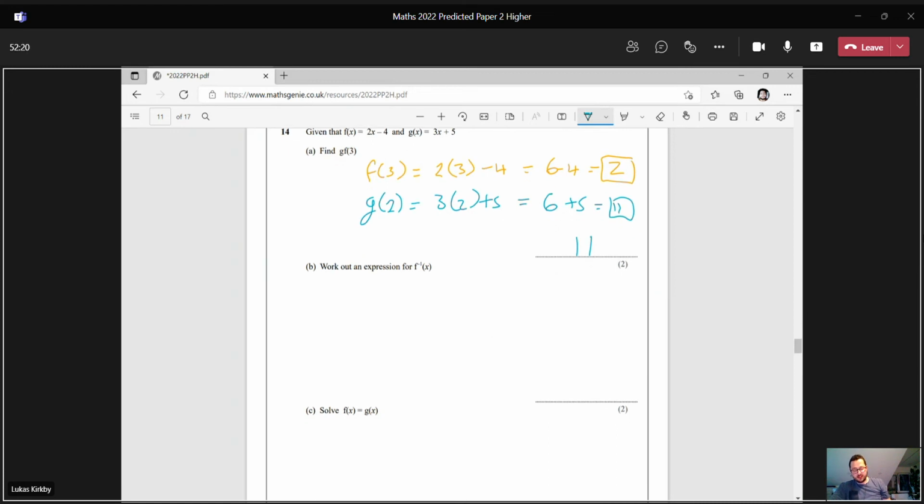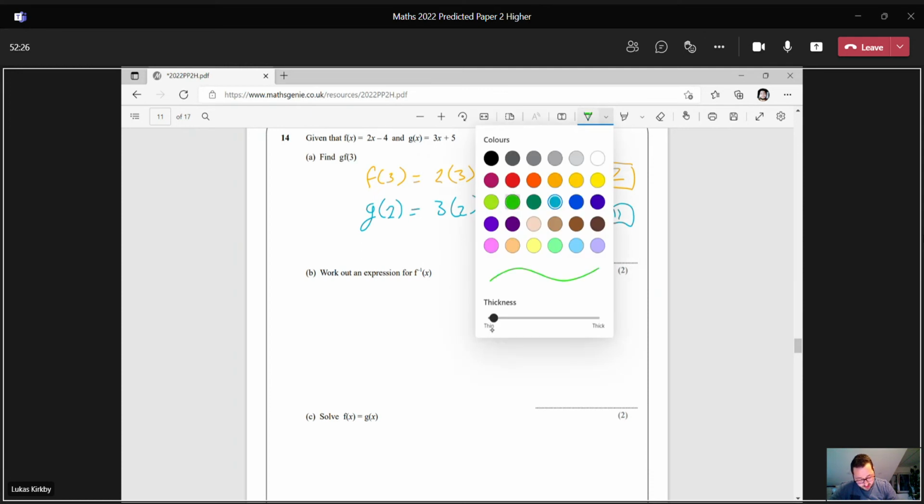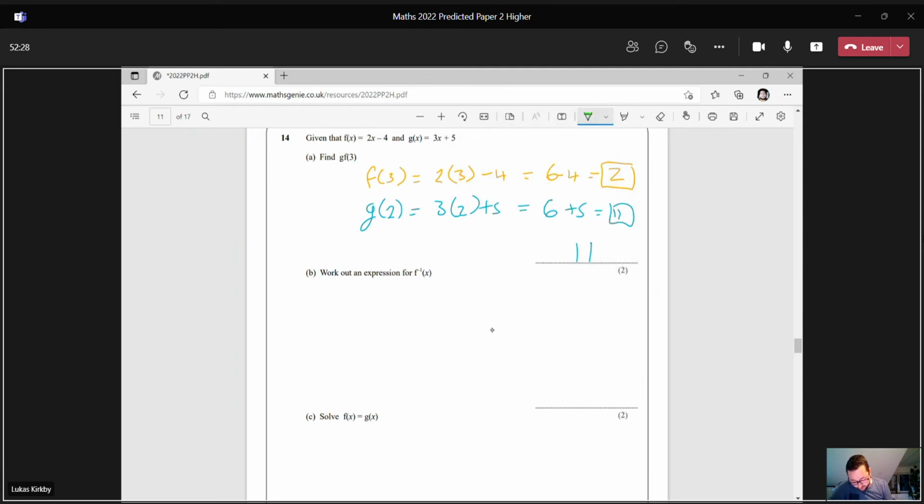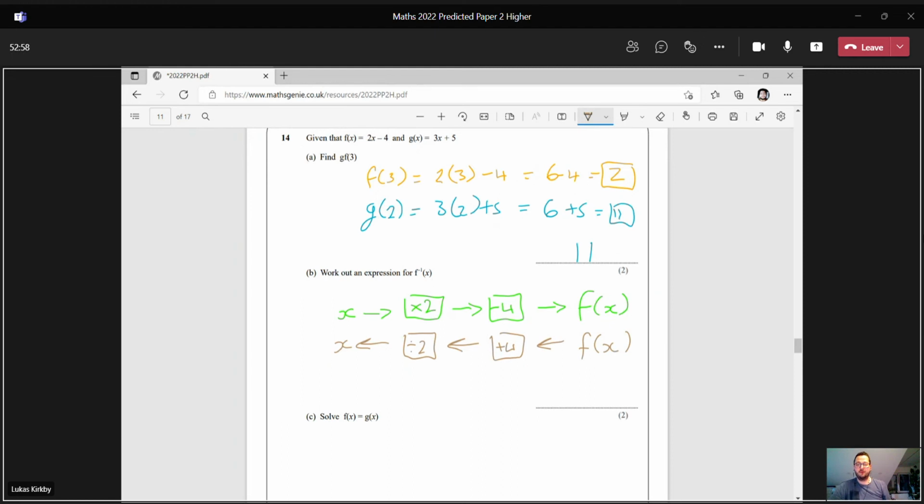So next up, we've got to work out an expression for f minus 1 of x. Well, I think the best way of doing this is to draw a little function machine for f(x). If I put x into the machine, the first thing that happens to x is it gets times by 2, and then it gets 4 taken away from it, and we end up with f(x). So to work backwards, we're just going to do the opposite every time. Instead of minus 4, we want a plus 4, and instead of times 2, we want to divide by 2, and we'll end up getting x again. And so that's our inverse function.